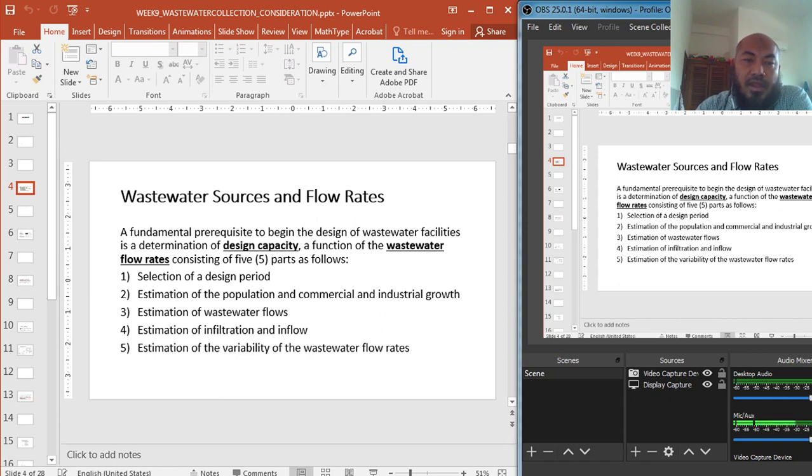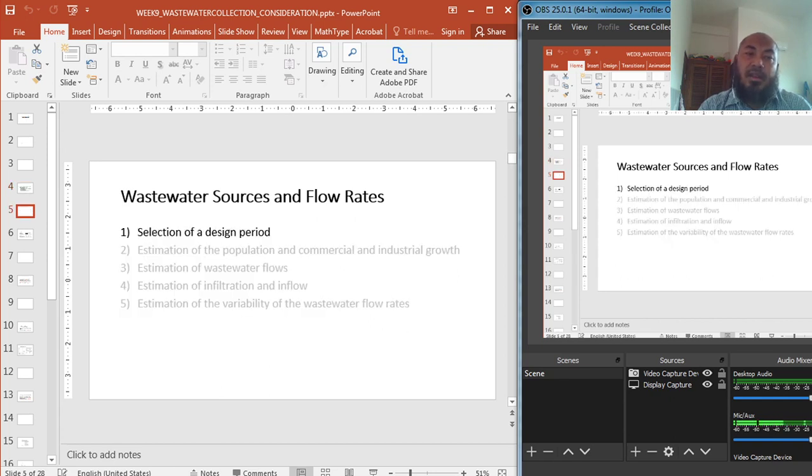So we can estimate the wastewater flow rate based on several variable parameters. These will be detailed in the topic.